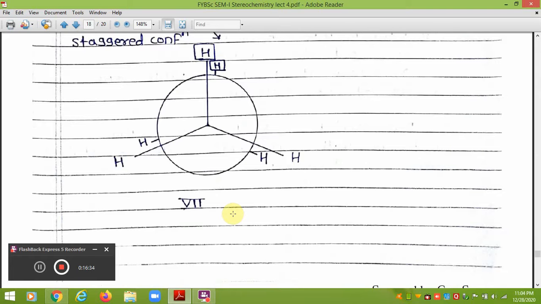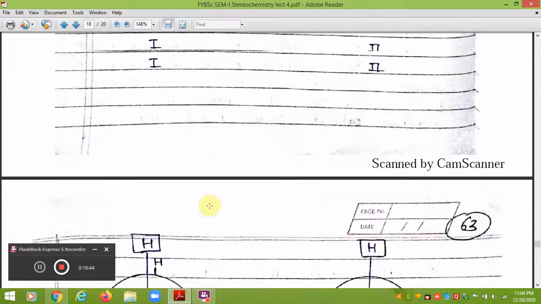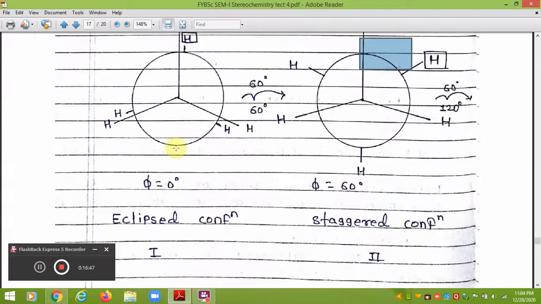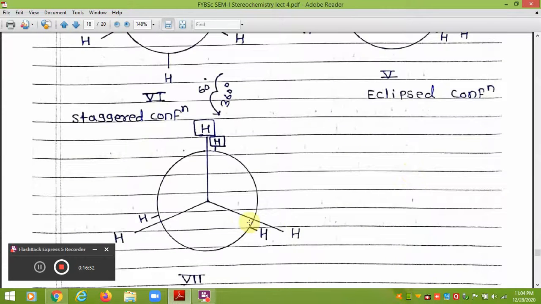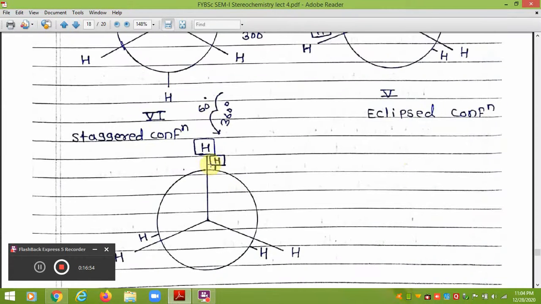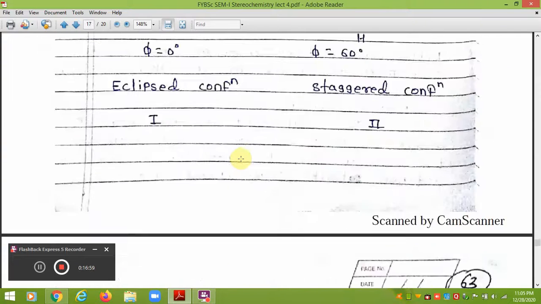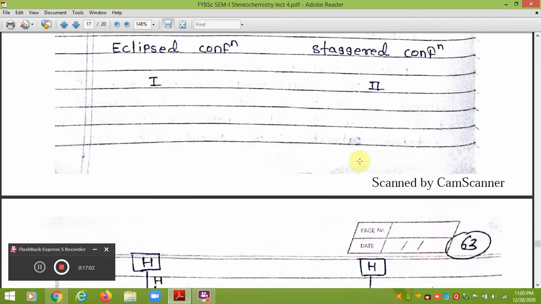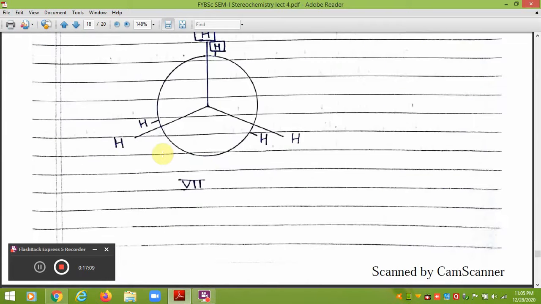We are interested in defining the relationship between them, as well as discussing their stability. Dear friends, if you look at structure number 1, structure number 3, structure number 5 and structure number 7, all have the relative angle 0 degree. So all these are called eclipsed conformations. And structures number 2, 4 and 6 all have the relative angle 60 degrees.